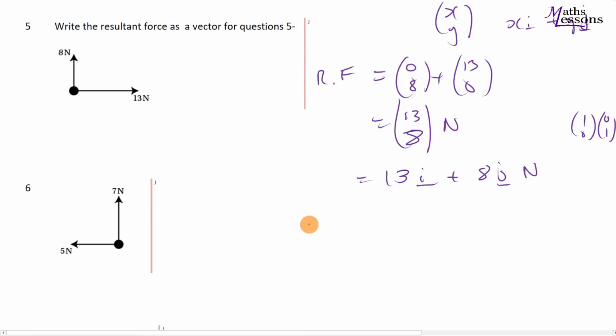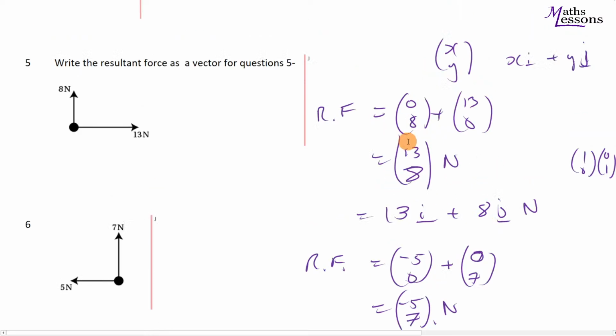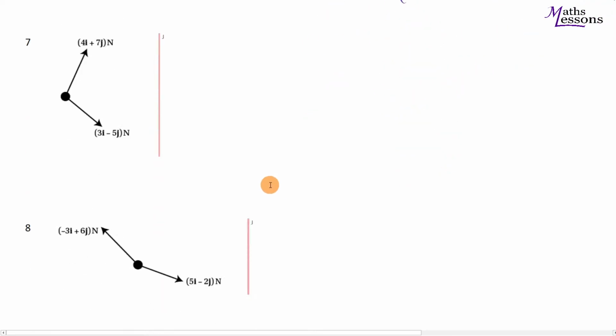Right, this one, we've got the resultant force will equal (-5, 0). This one's in the negative direction, plus (0, 7). So that will give me (-5, 7) newtons. And if I were to do it in ij, it would be -5i plus 7j. Okay, another 30 seconds to have a go at these two.